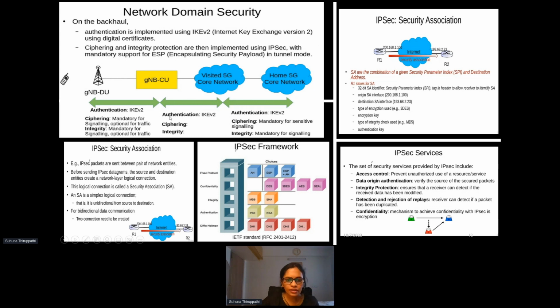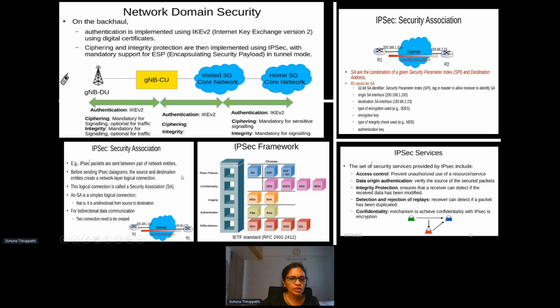So all these authentications are based on IKEv2, and ciphering and integrity are mandatory for signaling. Integrity is also mandatory for signaling, optional for traffic. Here both are optional. Here the ciphering is mandatory for sensitive signaling and mandatory for signaling.